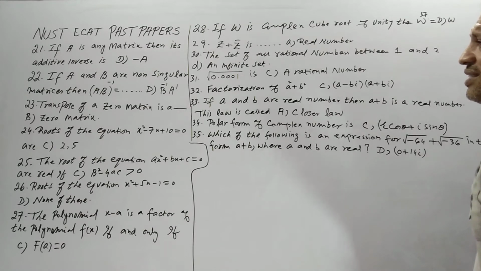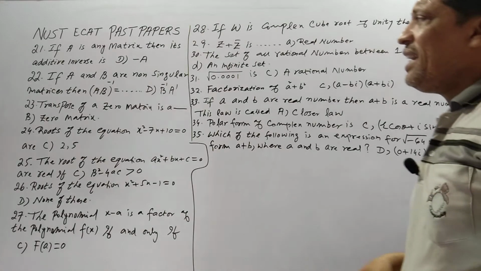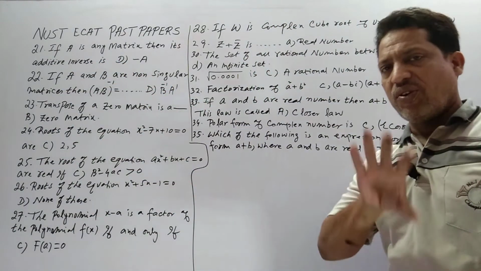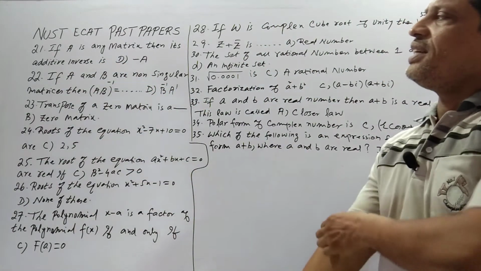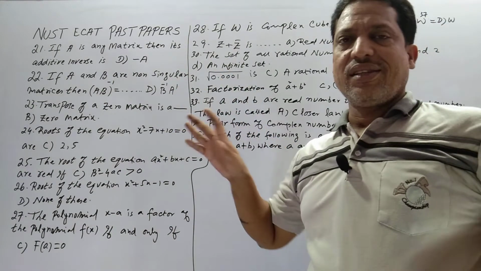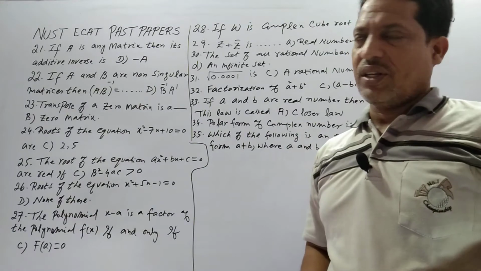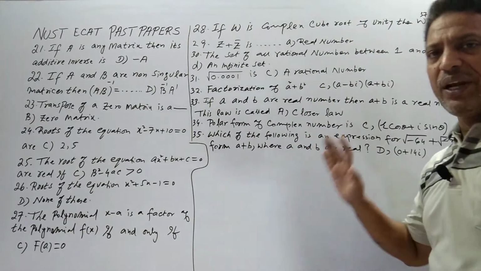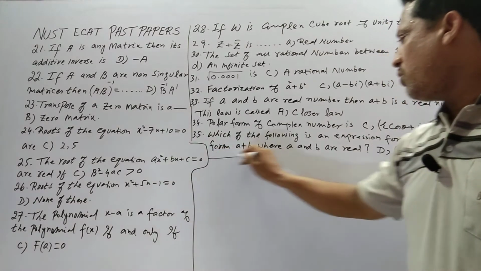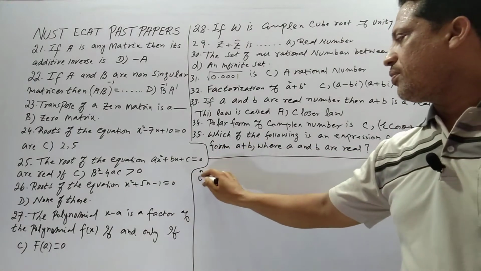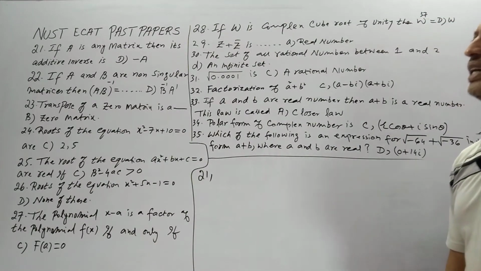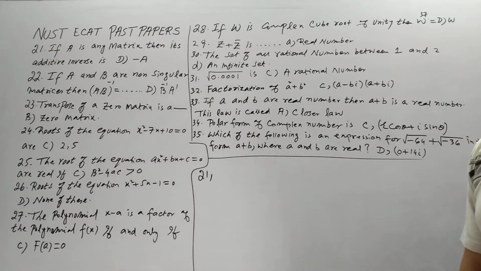Question number 21 is: if A is any matrix, then its additive inverse is what? There are 4 options. As I told you in the last lecture, I don't write all 4 options. I just write the correct option and give the complete explanation of each and every MCQ. So the solution of 21 is: if A is any matrix, then its additive inverse is what?